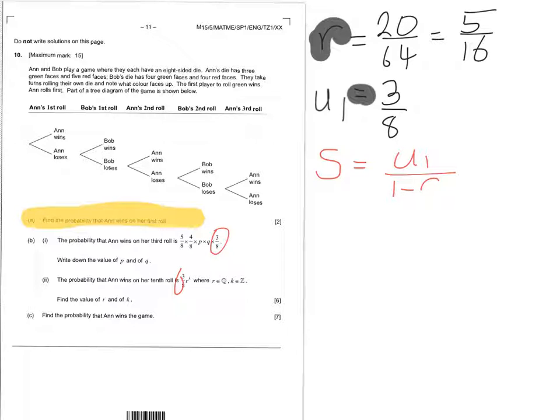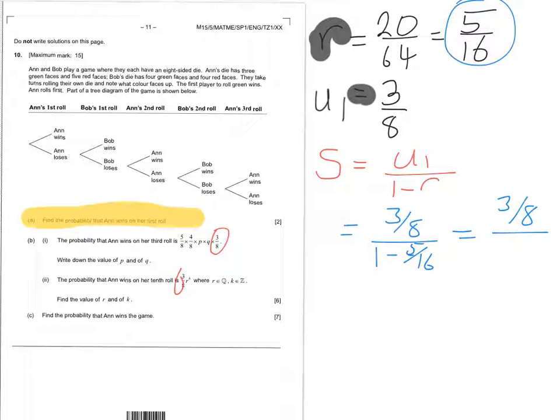It's a non-calculator paper, so you have got to evaluate this. You've got to do this calculation by hand. Hopefully it's not too difficult. That's why I suppose doing this cancellation is probably a good idea. So that's all we're doing. u1 is 3/8. 1 over 1 minus 5/16. 3/8 over 1 minus, 16 minus 5 is what? 11/16.